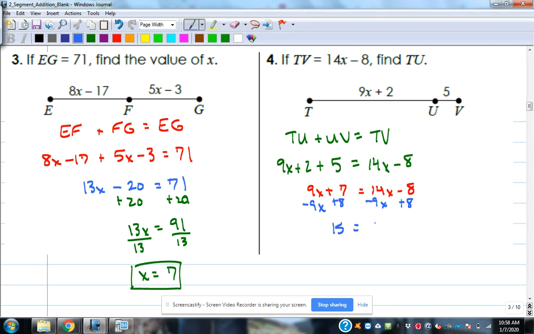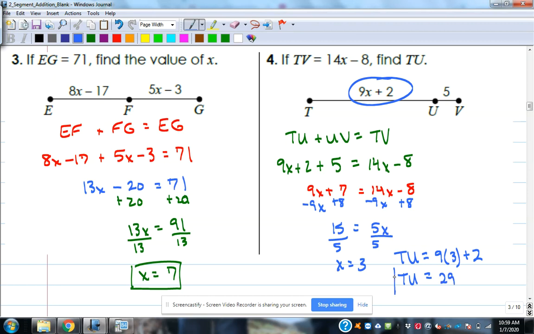15 is equal to 5x, and divided by 5, and x is equal to 3. But that's not the answer they asked for. What did they ask for? You're right. We got to plug in the x into this piece so that we can find TU. TU is equal to 9 times 3 plus 2, which is going to be 29. That's the final answer we're looking for there.